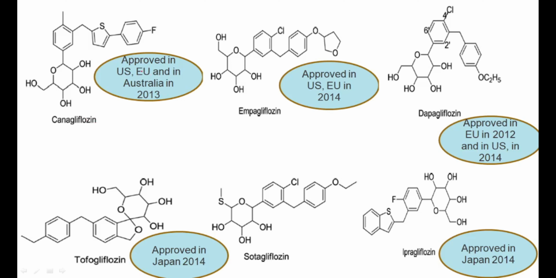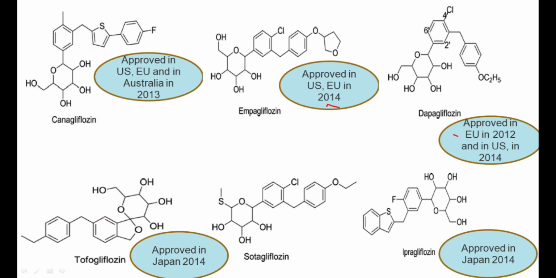Canagliflozin was approved in the USA, European Union, and Australia in 2013, and in the rest of the world it was marketed by 2017. Empagliflozin was approved in the USA and European Union in 2014. Dapagliflozin was approved in the European Union in 2012 and the US in 2014. Recently in 2019 it was approved in the UAE for type 1 diabetes mellitus as an adjuvant therapy along with insulin.